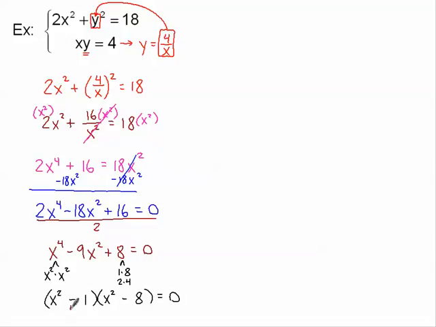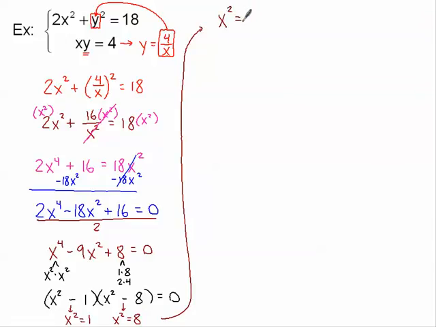So the first factor is going to give me x squared is equal to 1. And the second factor is going to give me x squared is equal to 8. I'm running out of room here, so I'm going to come all the way up here. And let's talk about that. So I've got x squared is equal to 1. And I've got x squared is equal to 8.